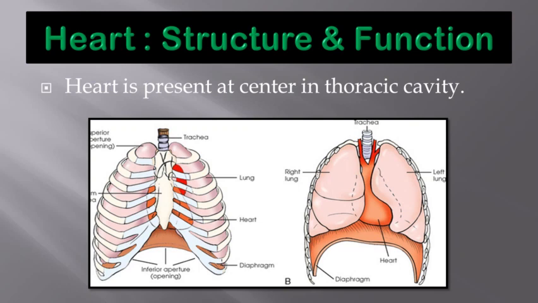Looking at the picture on the right hand side, you can see the heart in the middle of this thoracic cage, and it is present behind the ribs. You can see clearly that in the middle part behind the rib cage, the heart is present between the two lungs, and slightly inclined on the left side. That means it is slightly towards the left side.